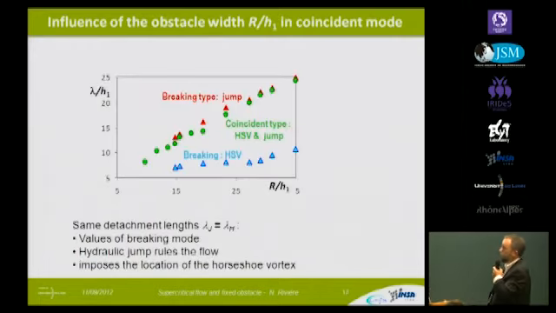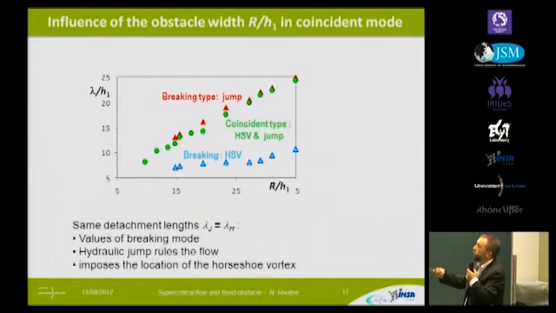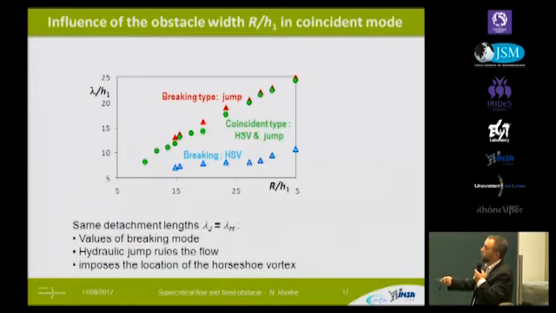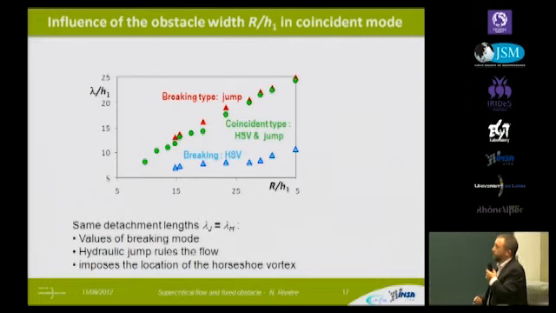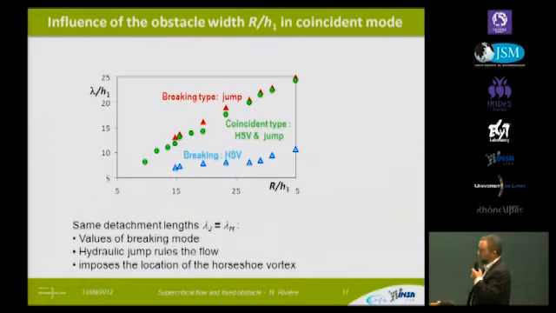This is confirmed by additional measurements. Again, we have the detachment length as a function of the width of the obstacles. And we see that the position of the hydraulic jump, in red for the first measurement, is not modified in coincident type, but the horseshoe vortex that was located here without additional disturbances migrates upstream and is located at the same place as the hydraulic jump. So we can say that in this case, with disturbances, it's the hydraulic jump that rules the flow, as it can impose the location of the horseshoe vortex.